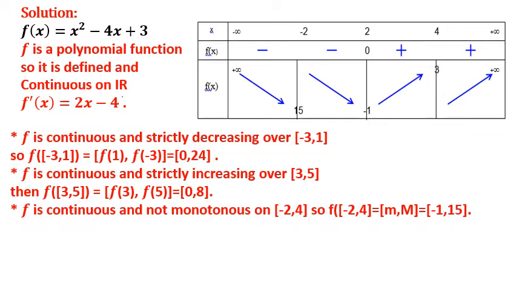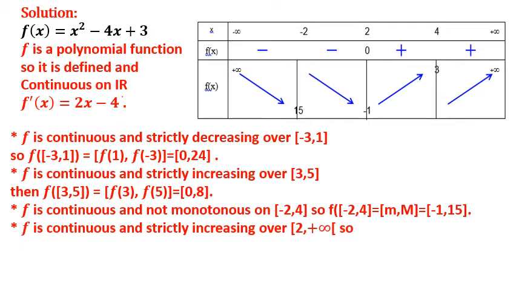f is continuous and not monotonic on the interval [-2, 4]. Not monotonic, it decreases and then increases. So f of [-2, 4] equals [m, M], where small m is the minimum value and capital M the maximum value. f of -2 is 15, f of 2 is -1, f of 4 is 3. The minimum value of f from -2 to 4 is -1 and the maximum value is 15. Then the image of the interval [-2, 4] is [-1, 15].